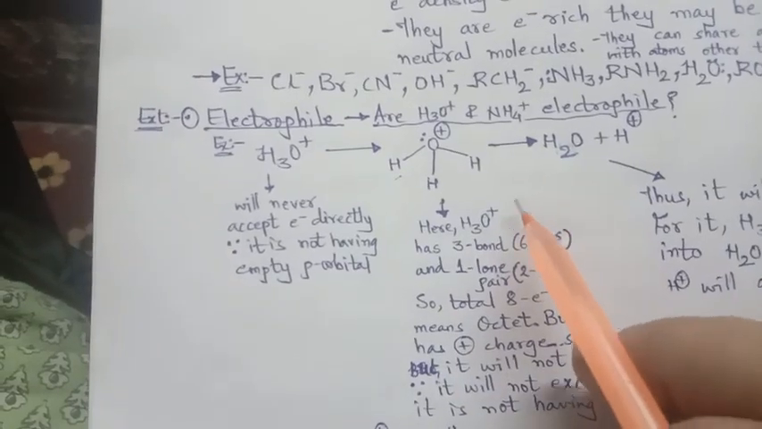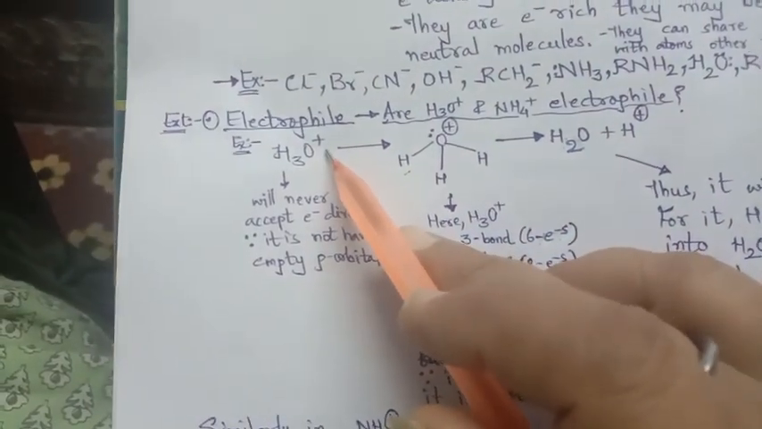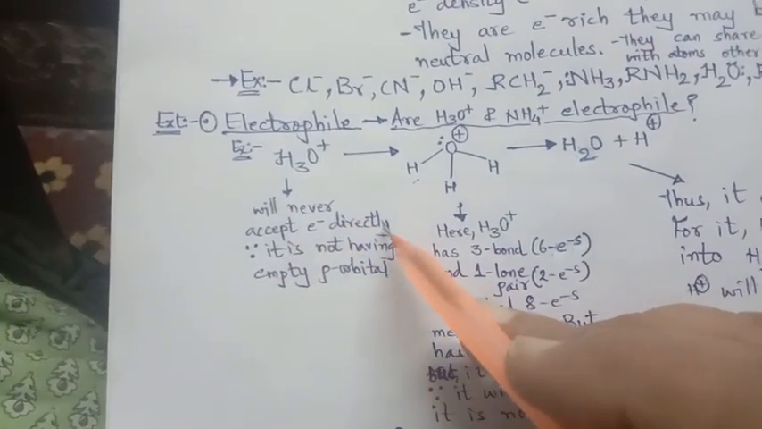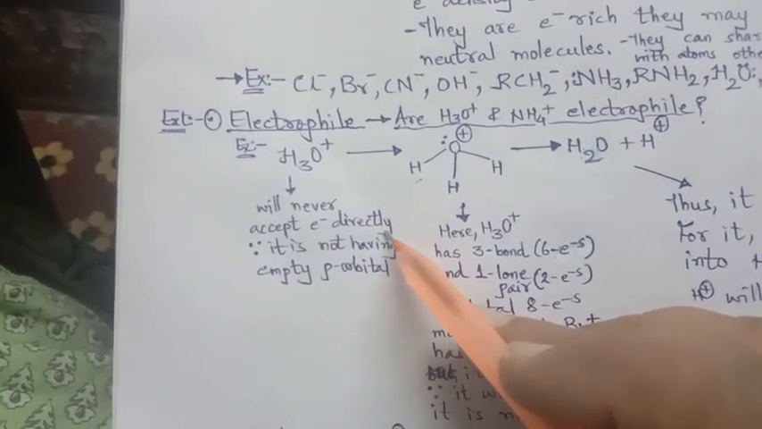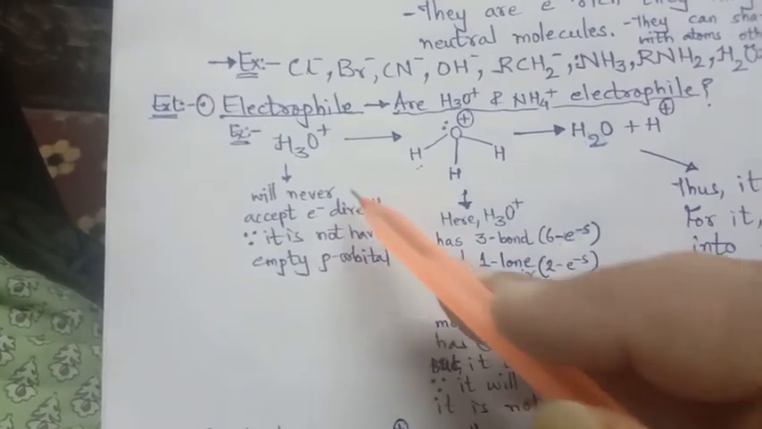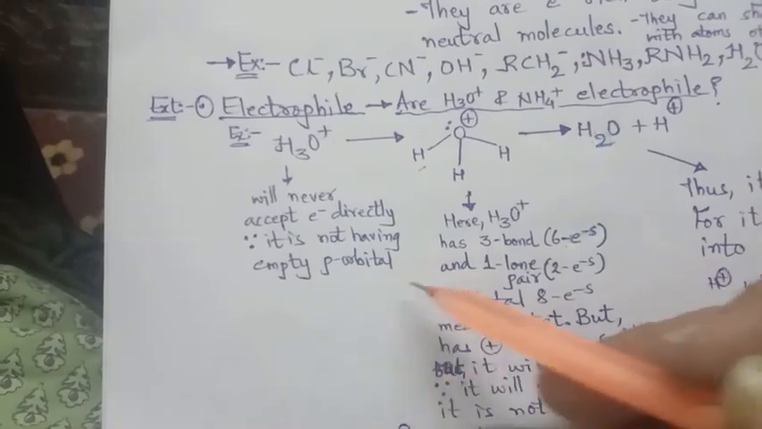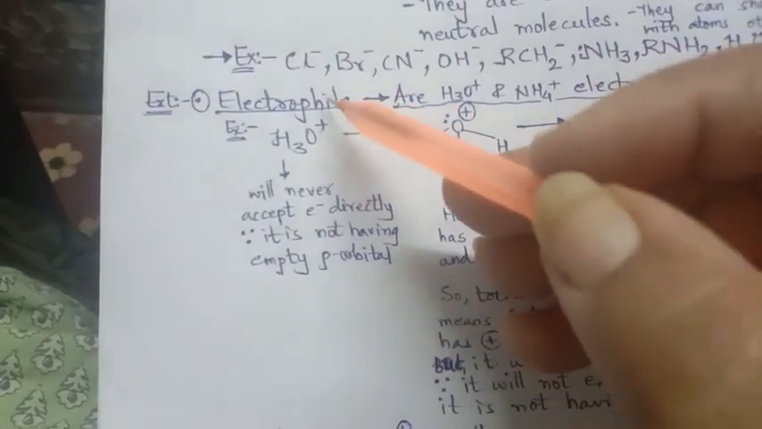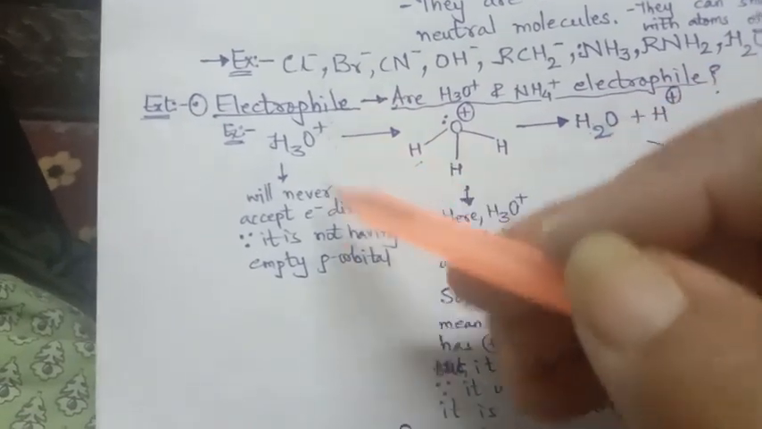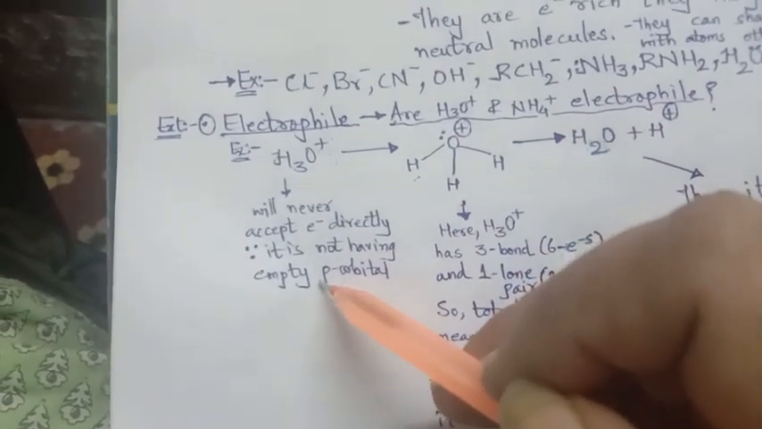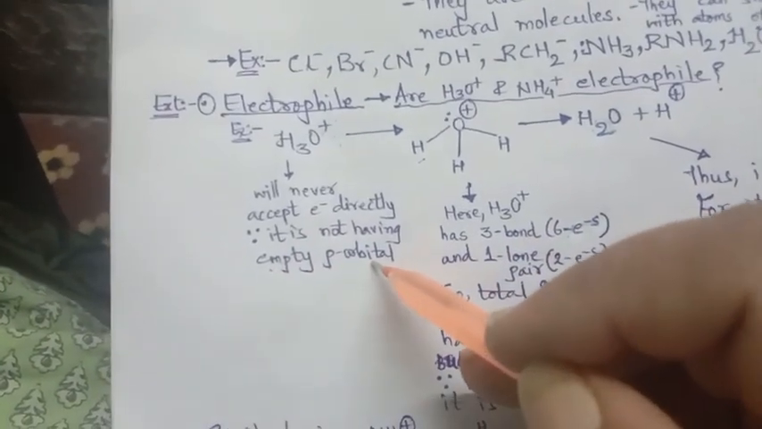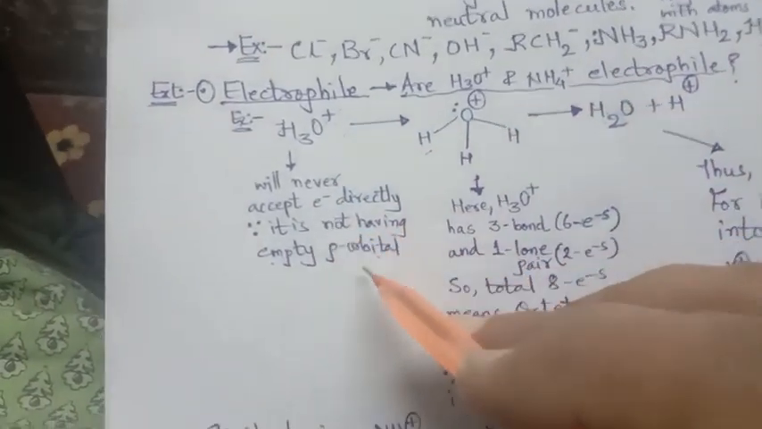So here what happens? H3O plus, right? H3O plus will never accept electrons directly. Why will it never accept? Because it does not have any empty p orbital. So it will not accept electrons. It is having a positive charge. So positive should attract electrons, but because it does not have an empty p orbital, it is not directly accepting electrons.